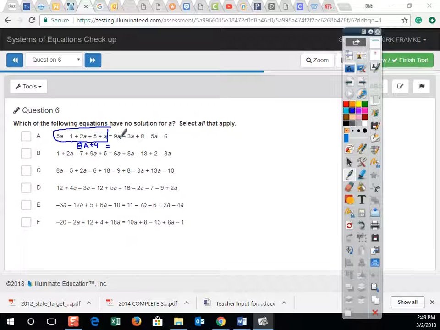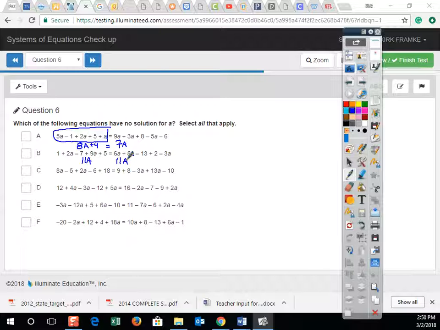Over here we have 9a plus, so that's 12a minus 5a. 12a minus 5a is 7a. And at this point we know that if the slopes are different, they'll have one solution, just one. So over here we have 2a plus 9a, so that's 11a. Let's look over here, 6a plus 8a, that's 14a, minus 3a, so that also has 11a.